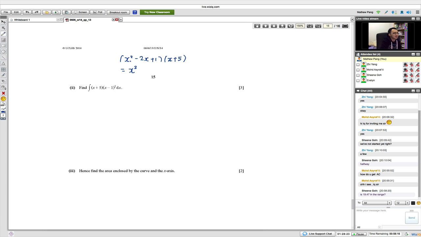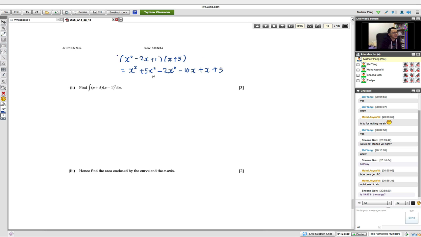X cubed plus 5x squared minus 2x squared minus 10x and then plus x, and then this one will be plus 5. I hope I didn't get it wrong.